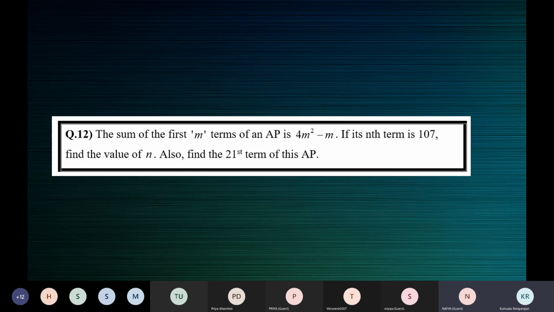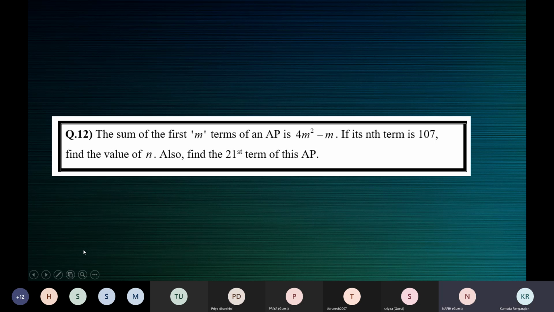So here what do we have? The sum of the first n terms of an AP is given. If its nth term is 107, find the value of n. It's very similar to the earlier question.